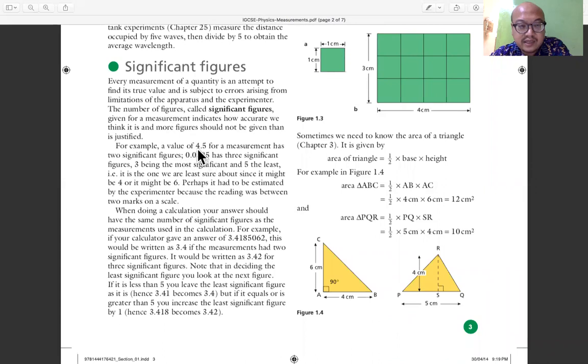0.0385 has three significant figures, only 3, 8, and 5. Why? Because we can shift the decimal point, so it becomes maybe 3.85, maybe 385. So the leading 0, 0 are not significant figures.